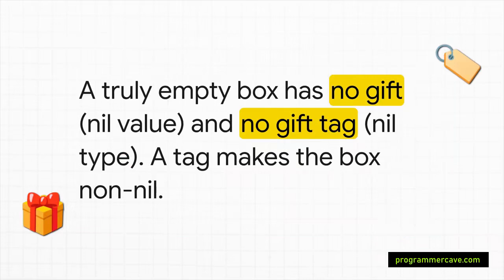Let's go back to our box analogy, but let's call it a gift box this time. For a gift box to be truly, completely empty, truly nil, it can't have a gift inside it, right? But also, it can't even have a gift tag on it, saying what kind of gift should be inside. If there's a tag, the box has a type, a purpose, and so it's not considered completely empty.